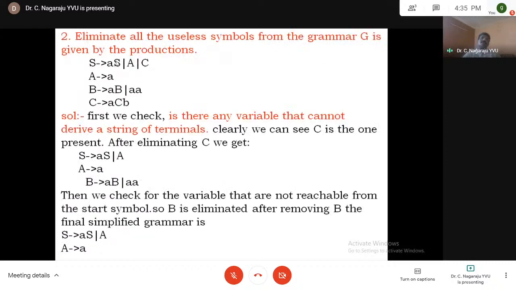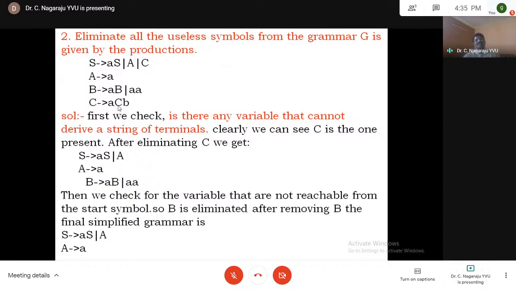So the second one is: eliminate all the useless symbols from the grammar G given by the productions. So that is elimination. How do you eliminate this? First you see the solution. First see whether there are any useless grammars or not, which are not being used. Suppose consider C is equal to AC or B. So C is there. You can see that there is no termination for this C.